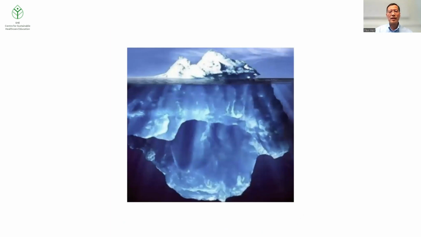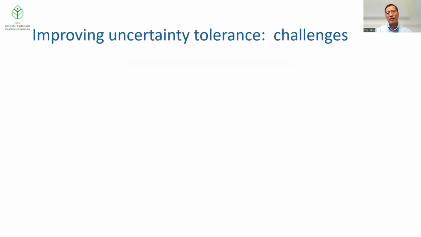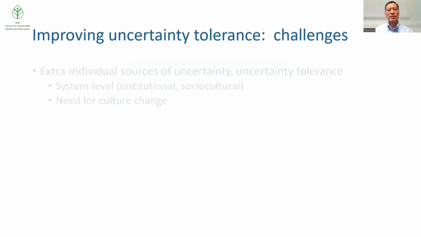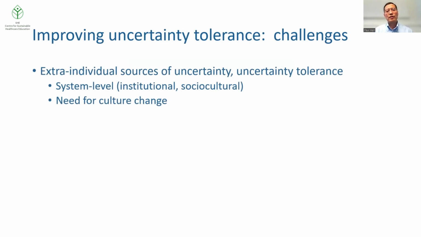Now, the problem is that this has to be only the tip of the iceberg. Alexandra's comments about culture and environmental context, the structures and processes of healthcare, are really, I think, salient to the point that I want to make here about the major challenge of this idea of improving uncertainty tolerance in medicine. And that is that, first of all, there are sources of uncertainty as well as uncertainty intolerance that are well beyond the individual.